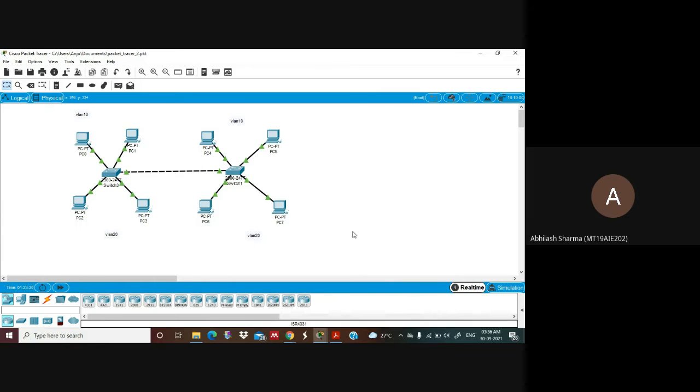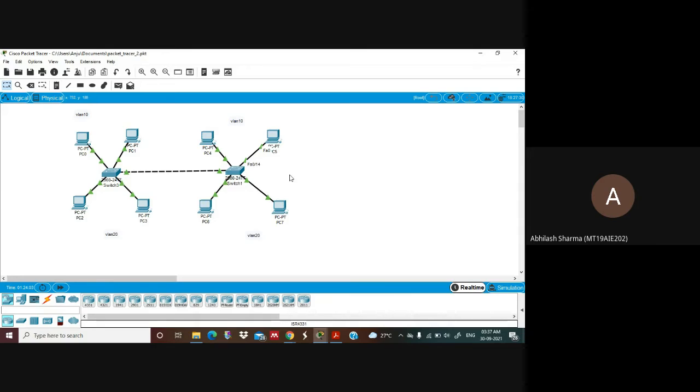So this assignment is about creating VLANs, VLAN 10 and VLAN 20. As we can see, there are two PCs connected to this switch in VLAN 10, and PCs connected to another switch in a different network. We'll try to communicate between VLAN 10 and the other VLAN 10 ports using trunking. So this is trunking because we have connected two switches through a network.